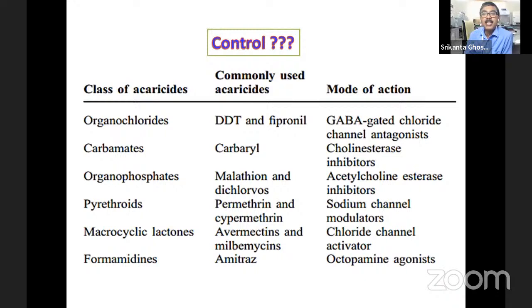These are the chemicals that all undergraduate students, most probably even in class 12, are taught about, some groups of insecticides. Here it is written acaricide because we are targeting acarines. So some insecticides, when used for acarines, are also called acaricides. You all know these groups: organochlorines, carbamates, organophosphates, pyrethroids, macrocyclic lactones, and formamidines. All these groups are commonly used to define names. Under the same group, different types of chemicals are there.